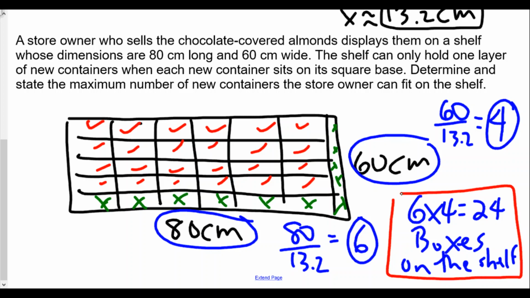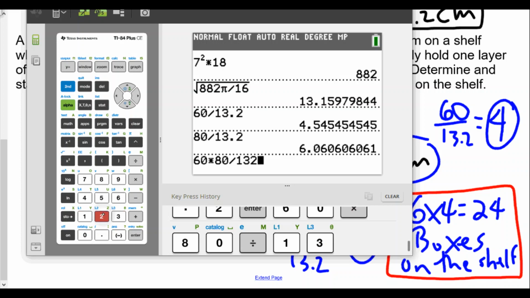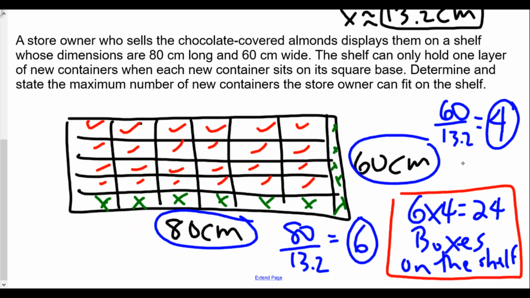Now if we tried to find the other way, basically taking 60 times 80 and then dividing by 13.2 squared, we would get 27.5. Notice that you'd have to cut those boxes in half to fit them on the shelf, but you can't do that. That's why 27.5, or 28 or 27, is not going to be sufficient. That would be the incorrect answer, because unless the store owner likes to have his boxes hanging over, which might fall onto the ground and totally waste the box, the correct answer is 24.